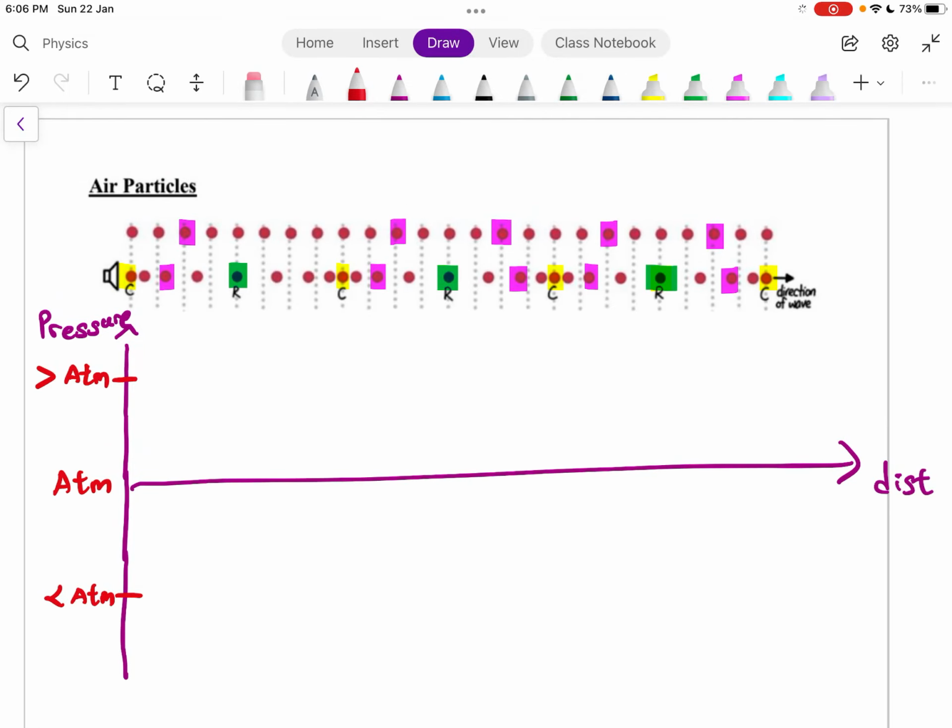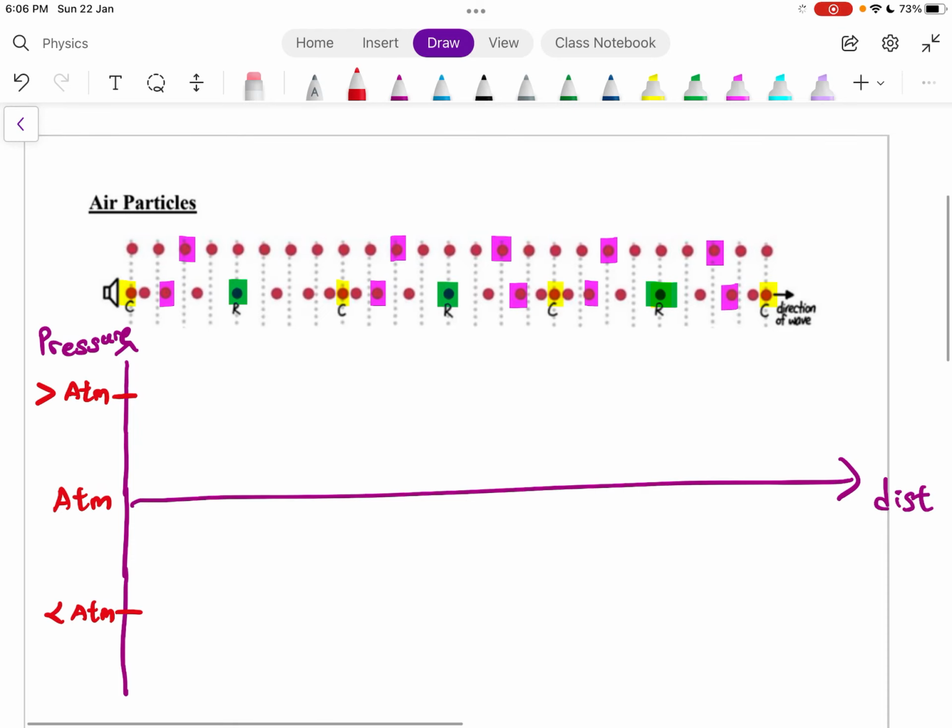Alright, so now we will try to learn how to sketch a pressure distance graph. Okay, so for the pressure distance graph, same thing. We are looking at three types of particles. The very first particle will be known as the compression. For compression, the pressure will be the greatest. The second particle that we're interested in is actually the rarefaction. Rarefaction is where the pressure is the lowest, right?